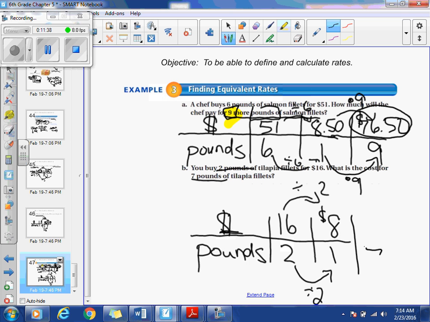Right? Dollars. So if 1 pound costs $8, then how much would 7 pounds cost? And now it's pretty easy. How do we go from 1 to 7? We're taking our number of pounds times 7, so we need to take our cost per pound times 7. $8 for each pound, each of those 7 pounds, 8 times 7, means we're spending $56.